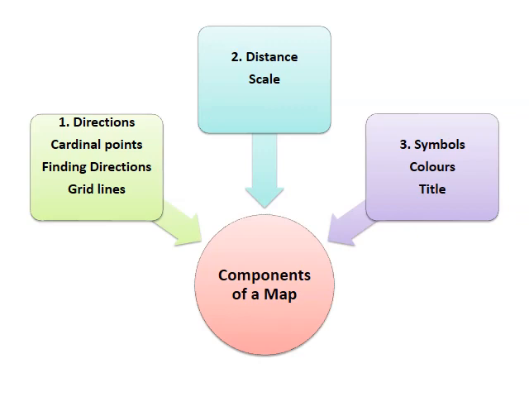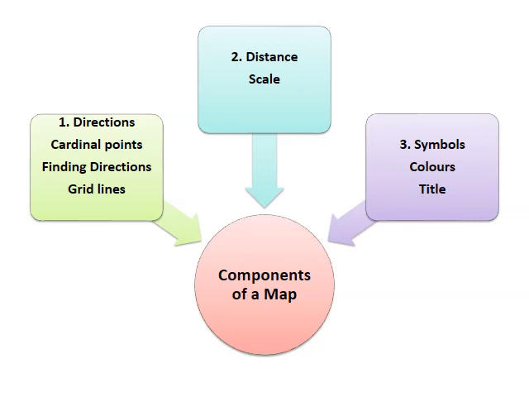Now let us learn about the components of a map. First is directions. Directions are an essential part of a map. As stated earlier, a map is a representation of the surface of the earth and therefore any person using it would need to correlate it with the ground first.